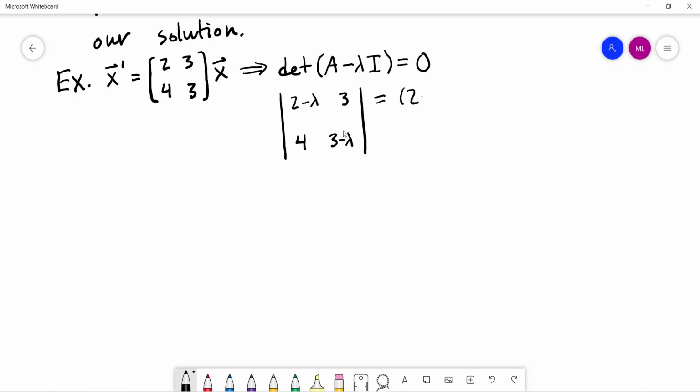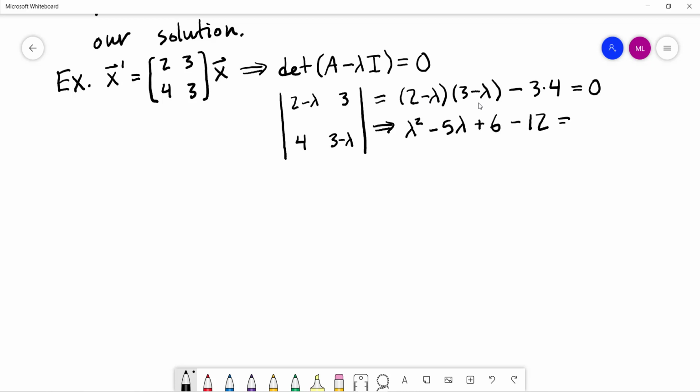It's 2 minus lambda times 3 minus lambda, and from that we're going to subtract off 3 times 4. And then that whole thing is going to get set equal to 0. So let's do a little work here. What is our polynomial going to look like? Same thing. I'm going to get a positive lambda squared out of it. I'm going to get a minus 2 lambda and a minus 3 lambda for a total of minus 5 lambda. And then I'm also going to get a plus 6 out of this, and then we have a minus 12 over here from the 3 times 4.